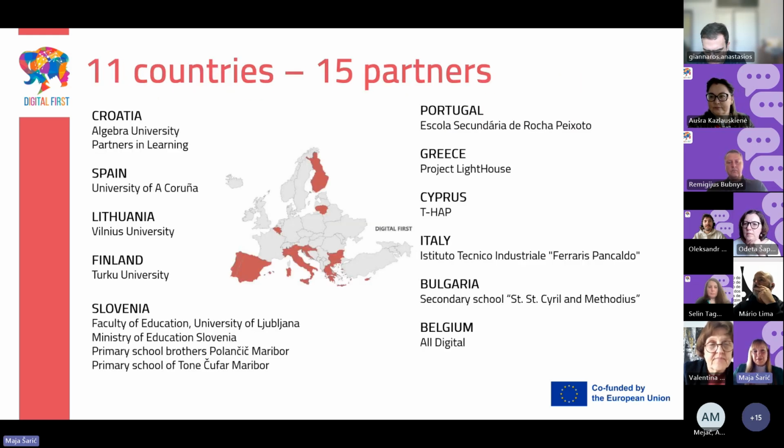As I mentioned in the beginning, Vilnius University did most of this research, but we also have 14 other partners in 11 countries. So here is a presentation of who our project members are. Us from Croatia, Algebra University, as well as association Partners in Learning. We have Spain, Finland, Slovenia, Portugal, Greece, Cyprus, Italy, Bulgaria, Belgium. You can see the names of all the organizations, universities, associations, schools, and so on. So feel free to consult them afterwards.